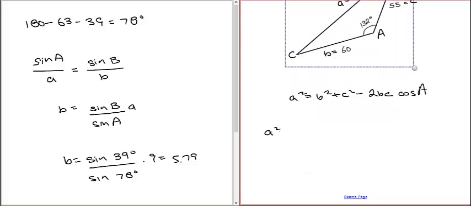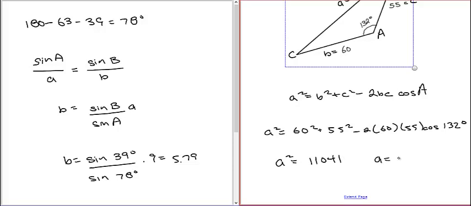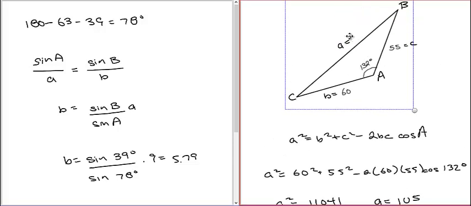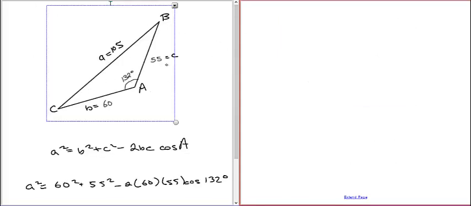So if you plug in what you have, 60 squared plus 55 squared minus 2 times 60 times 55 times the cosine of 132 degrees, we get A squared is equal to 11,041, and if you take the square root you get 105. So now we have all three side lengths. Now we just have to use the law of sines to find one of the other two angles.